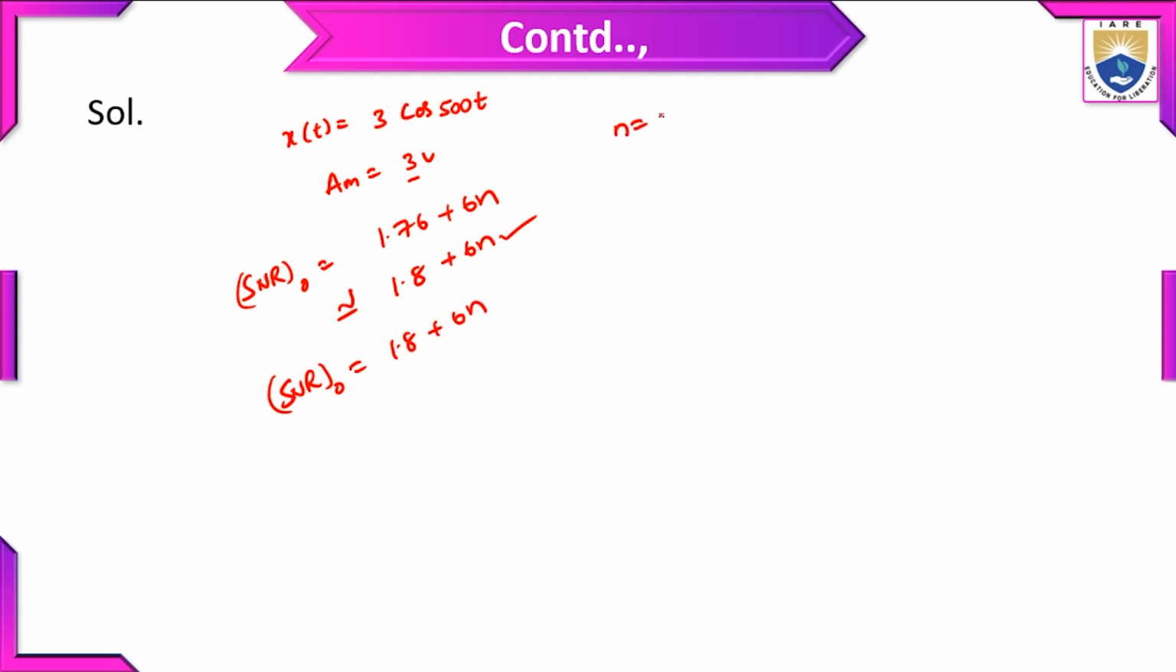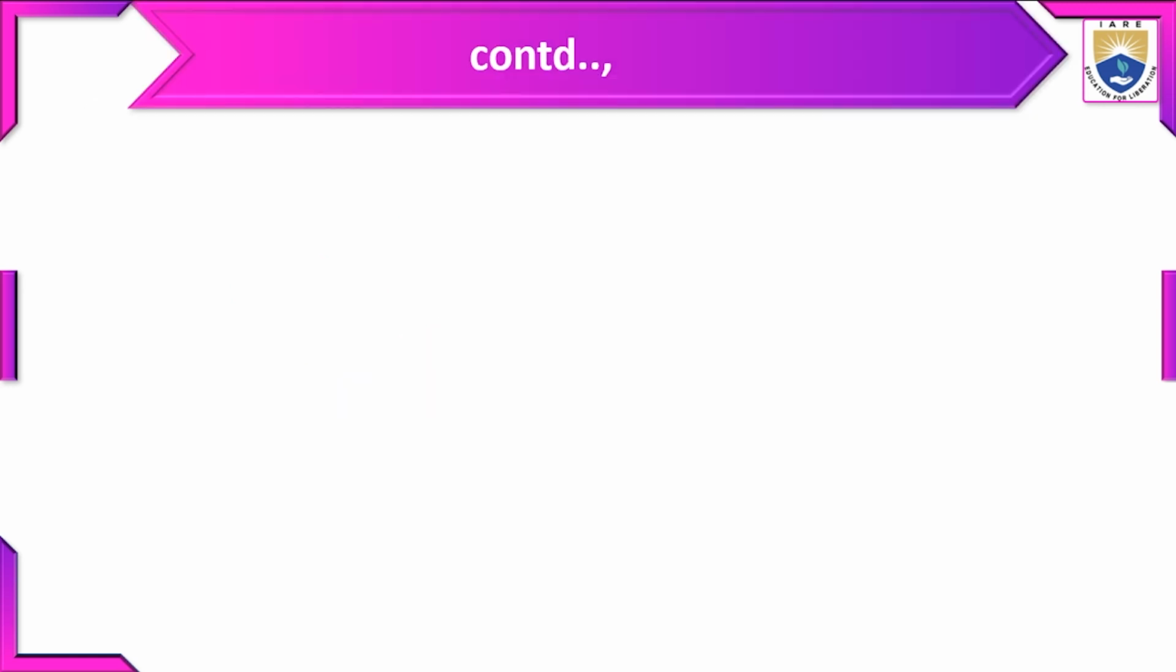Here n is given for the first part as 10. So here you can substitute 1.8 plus 6 into 10. So 60 plus 1.8 is 61.8 dB. This is the first part of the problem. Okay. Now coming to the second part.